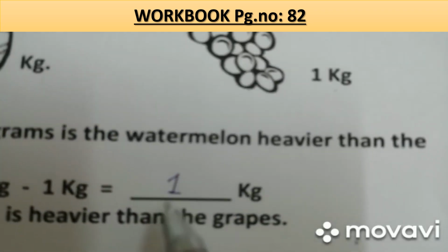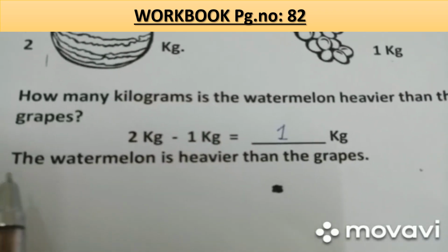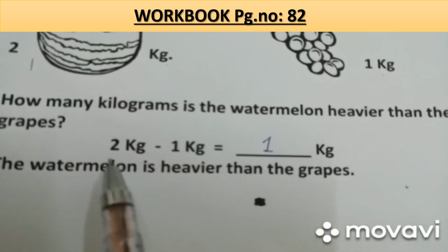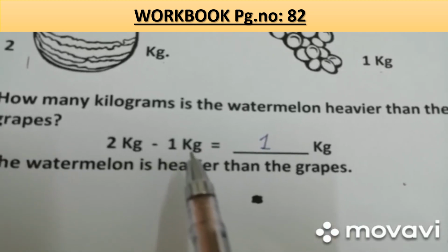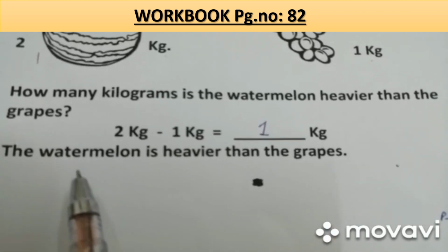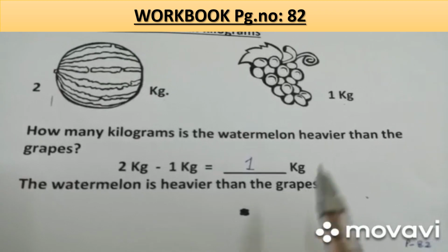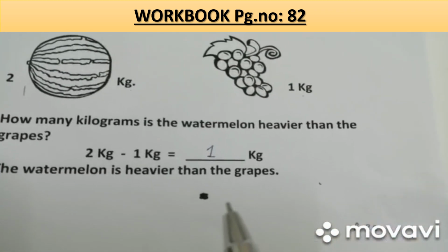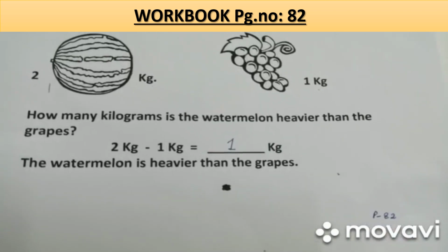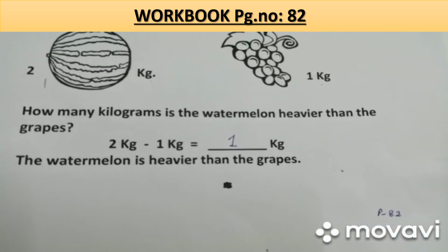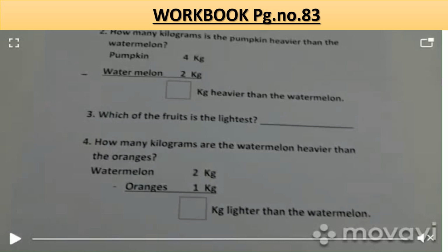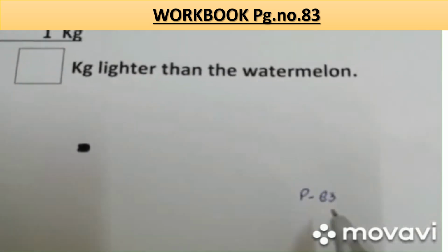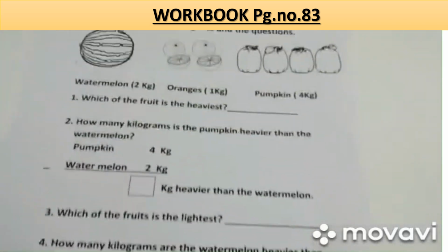1 kg. That means the watermelon is heavier than the grapes because its weight is 2 kg and grapes is only 1 kg. That means we can say the watermelon is heavier than the grapes. This is how we compare masses in kilograms. Now dear, turn to page number 83. Okay, let us start it.